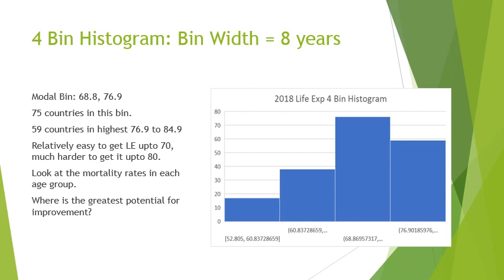So what this suggests is that it is easy to get life expectancy up to about 75, and then going beyond that into the 80s is a bit more difficult. To get a better idea, we need to look carefully at the mortality rates in each age group and see where there is room for improvement. Where is the greatest difference between the low LE countries and the high ones?